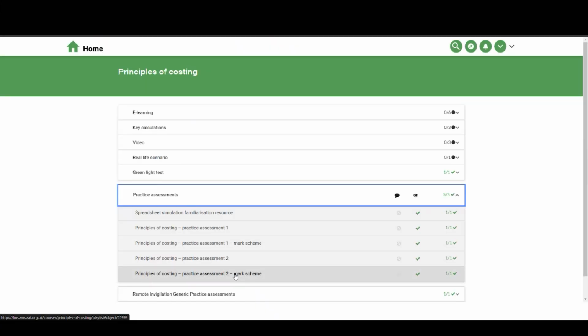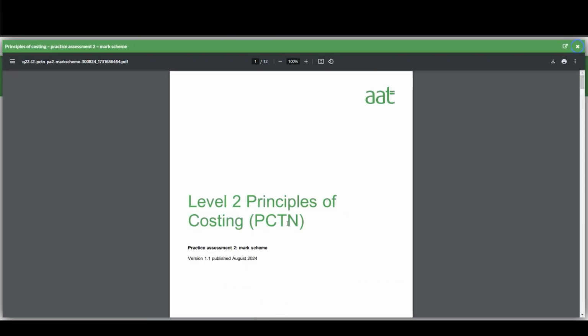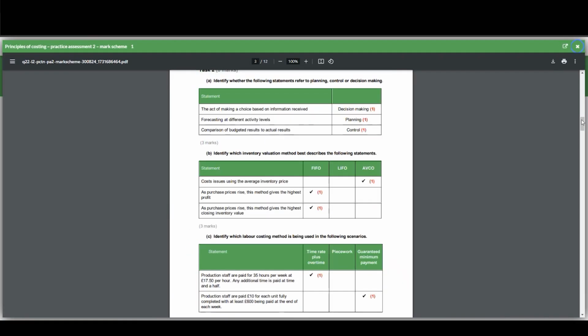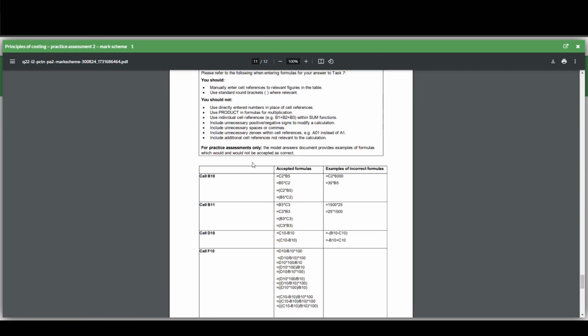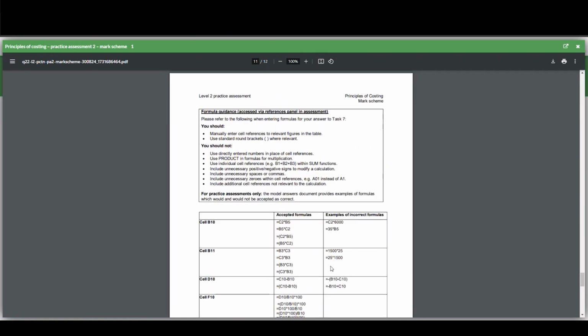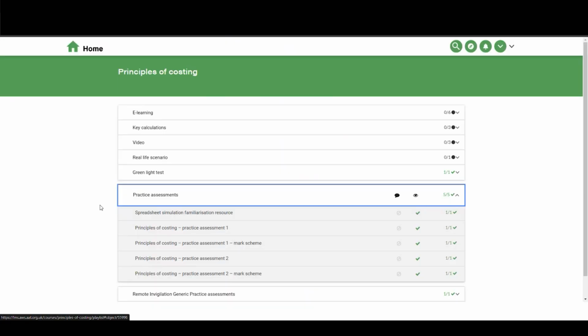So practice assessment mark scheme. I would definitely have a look through this, particularly at the way that the Excel questions are marked. There's lots of different ways of entering formulas, and they've given us some examples of the incorrect formulas that somebody might have entered. So it is definitely a useful exercise.